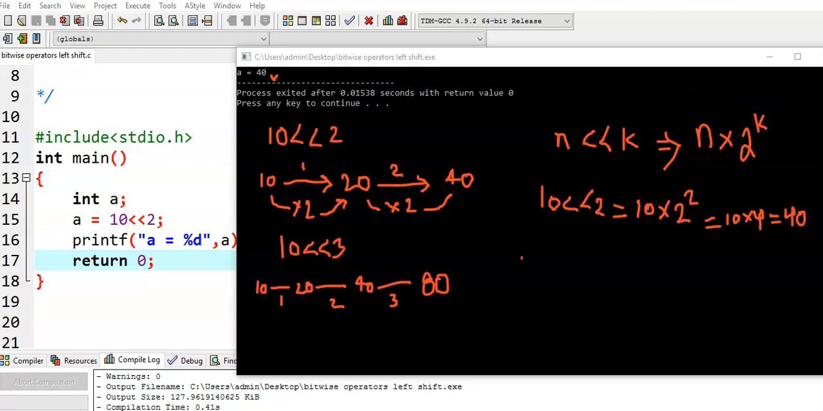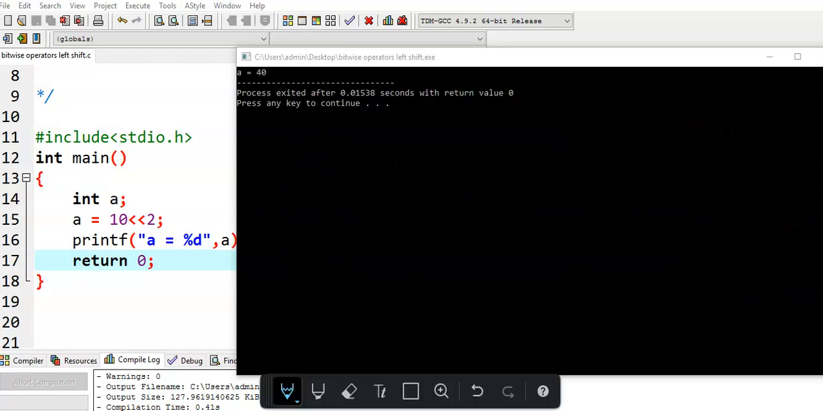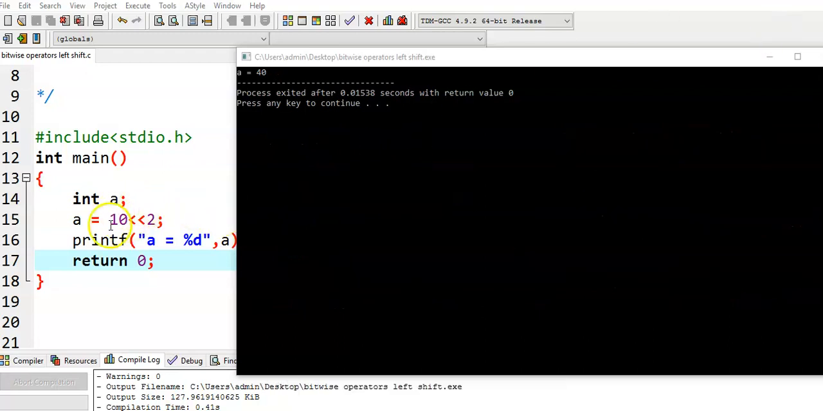Coming to the next example, 10 left shift 3. What would be the value? 10 into 2 power k. What is the k value here? The k value is 3. 10 into 8. The value becomes 80. So in this fashion, we can find the bitwise left shift values. This formula is applicable to negative numbers also. We see that particular example.